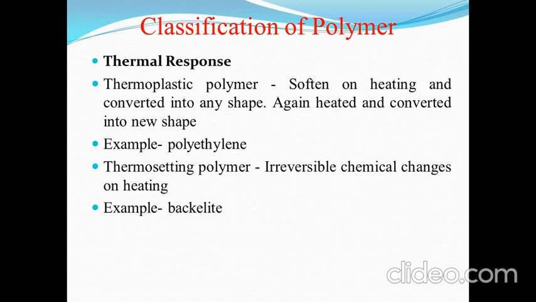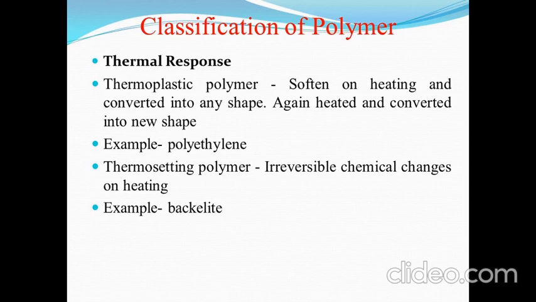In this type of polymer, when heat is supplied to polymers, they become softened. They can be converted into any shape. This shape is retained on cooling. The process of heating, reshaping and cooling can be repeated several times. They can be used again and again. Examples of this class of polymer are polyethylene and polyvinyl resins.